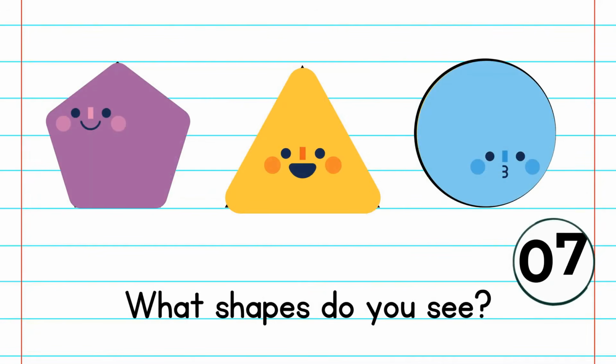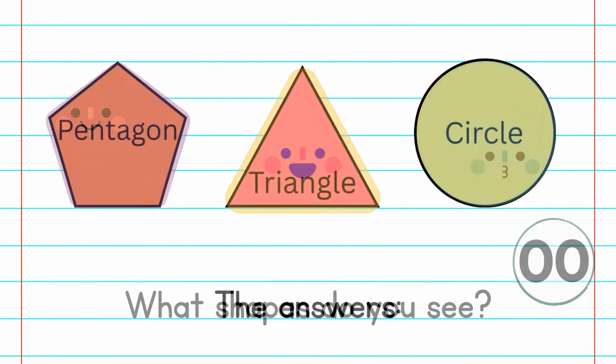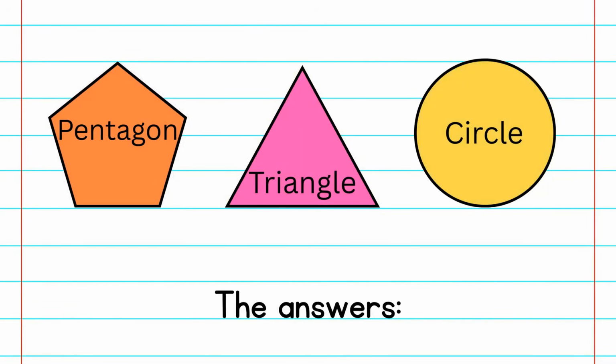What shapes do you see? 7, 6, 5, 4, 3, 2, 1. A pentagon, triangle, and a circle.